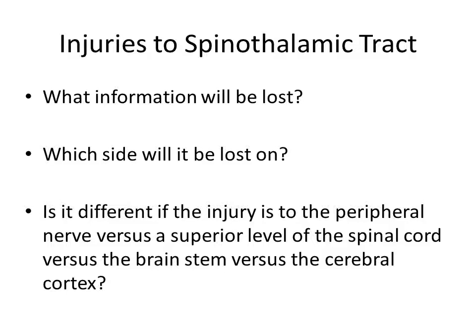Is it different if the injury to the pain pathway or the temperature pathway is to the peripheral nerve? The example would be the radial nerve and the two that I drew, as opposed to somewhere in the spinal cord, or the brainstem, or the cerebrum, or the cerebral cortex. How would the presentation be different based on the location of your injury?